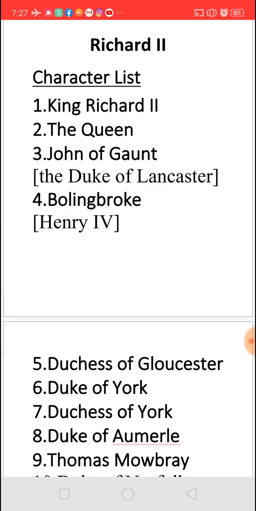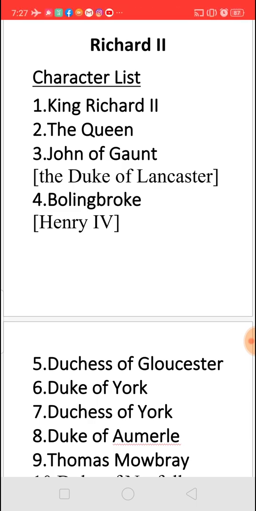So, all the other nobles rule England on his behalf and they help him throughout. And Richard II ruled England for 20 years, from 1377 to 1399. Actually, only the last 2 years of his rule are very important, and that is what we will be seeing in this play. And then, of course, we have Richard II's queen.